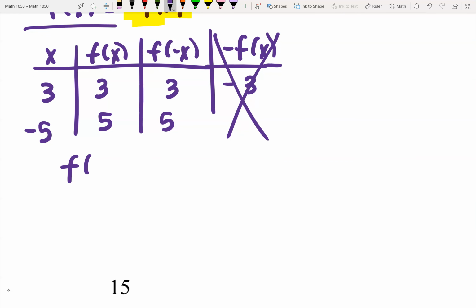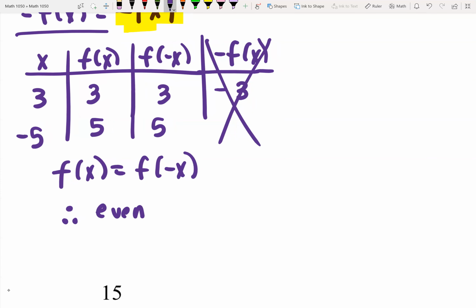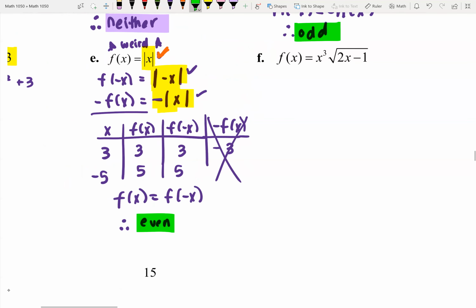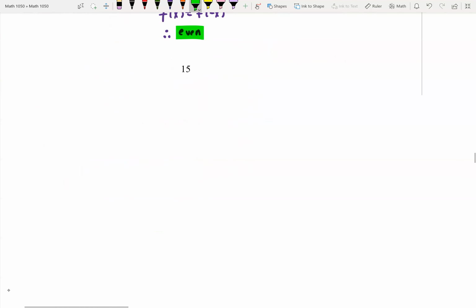I think that's enough for me. So I'm going to say f of x is equal to f of negative x. Don't look and make yourself remember. Therefore, the answer is it's even. Odd is negative equals negative. So this guy must be even. That's it. Okay? Okay, one more of these.